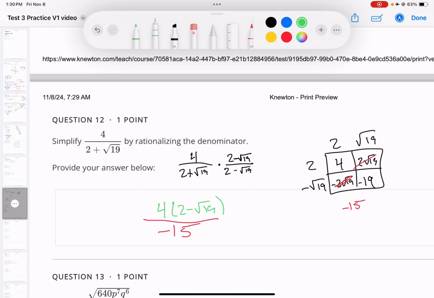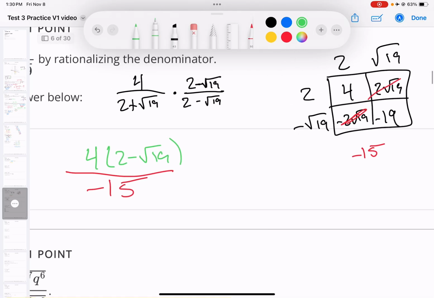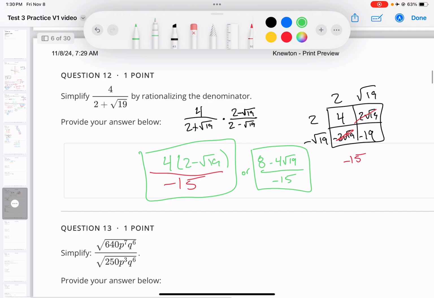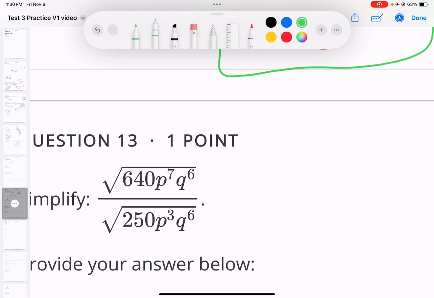Let's see, this is 12. We're up there. Oh, yeah. And really, this is what the answer on it says. I'm sure if you wrote 8 minus 4 root 19 over negative 15, that would probably be good too. So, yeah. Okay. All right. There's a couple ways to do this one. I don't know if one is better than the other, but you could put this all under one radical.